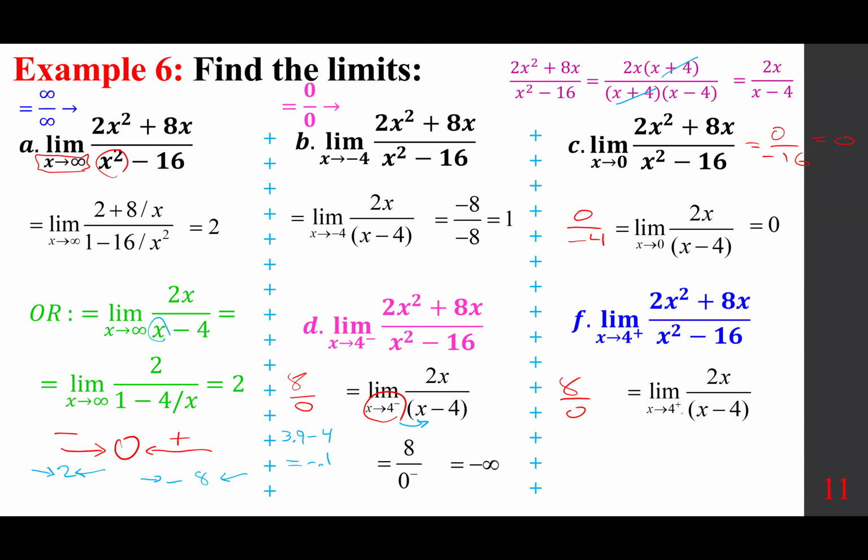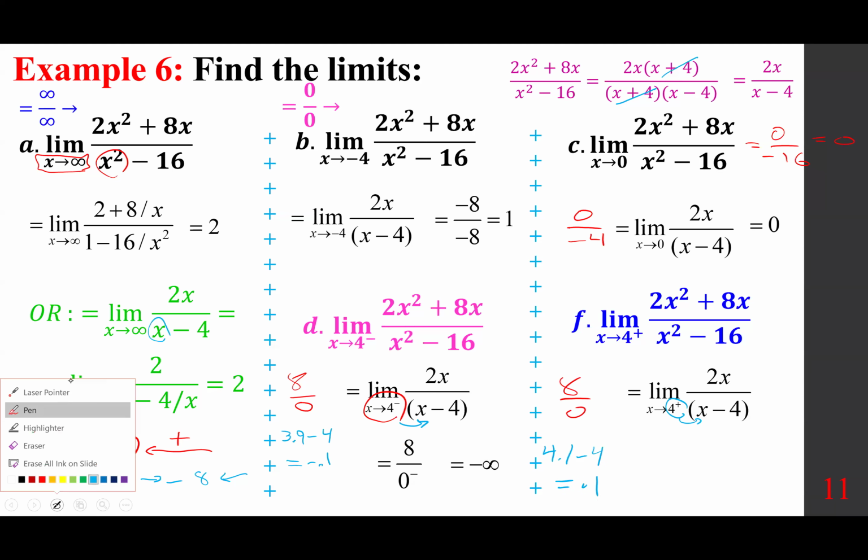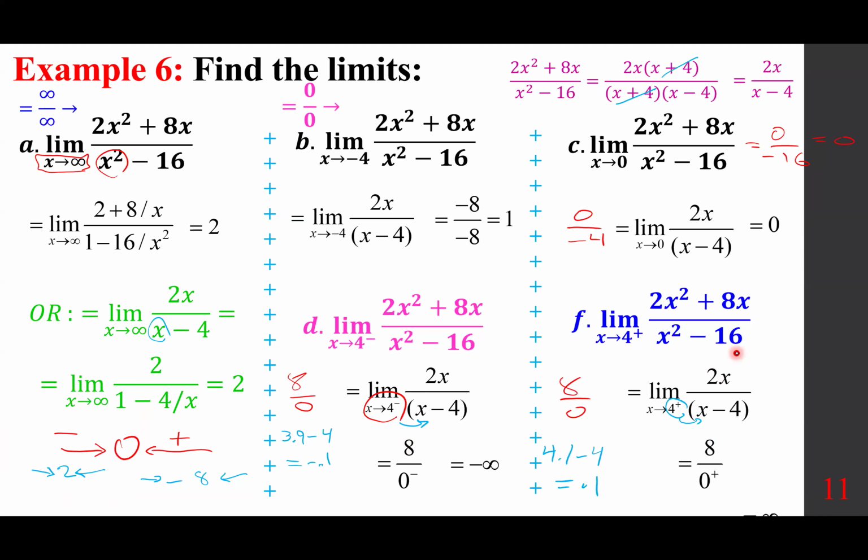On the other hand, this guy, like 4.1 minus 4 is positive 0.1. And by the way, the numerator in both cases is 8, class. This one is like 7.9999, this is like 8.0001. Both of them are very close to 8, so it makes no difference. This one, 0 from the right in the denominator, results in positive infinity. And that's the idea that you want to be very careful.